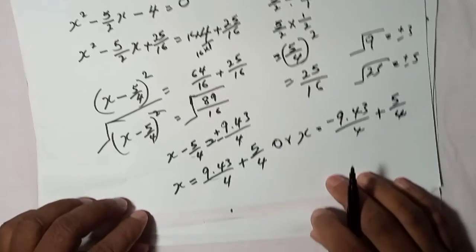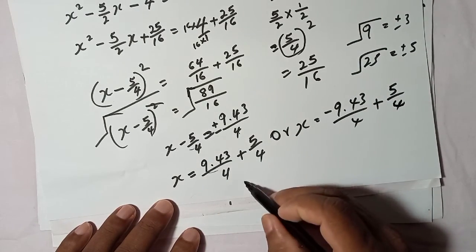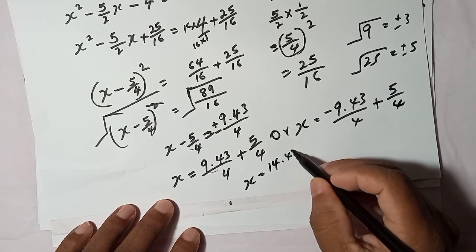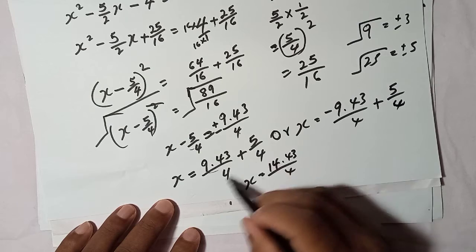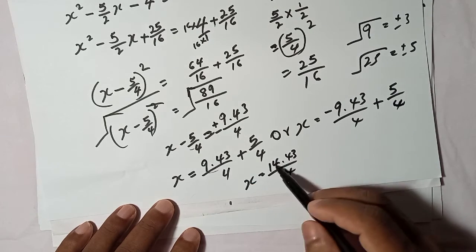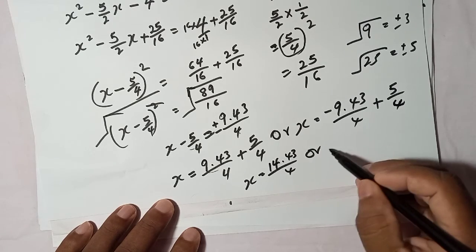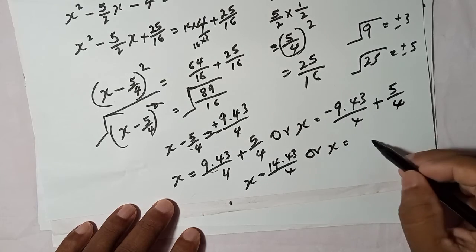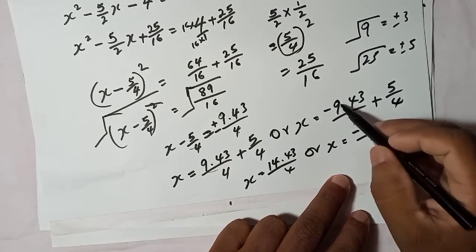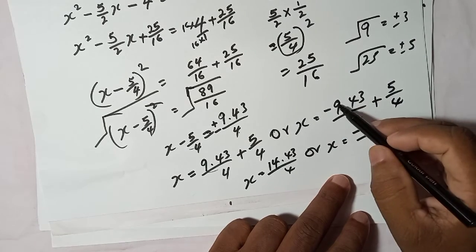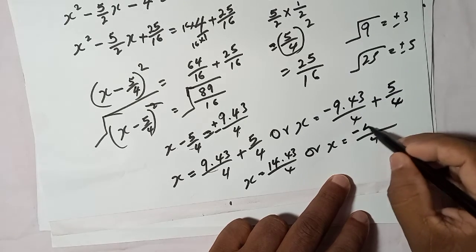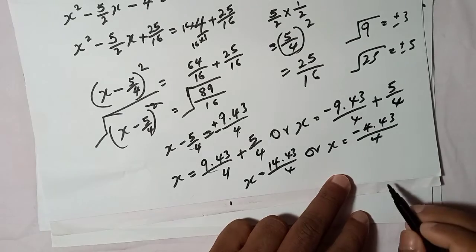Now what we should do: here we add, x equals, when you add this it will be 14.43 over 4. That means here we have the same denominator, so you can add these numerators, that means 9.43 plus 5, so it will be 14.43. Or here, how do we do it, we have the same denominator, so again we take the sign of the bigger number, this one minus, and from the big number we get the difference of these two, 9.43 and 5. The difference is 4.43, right?